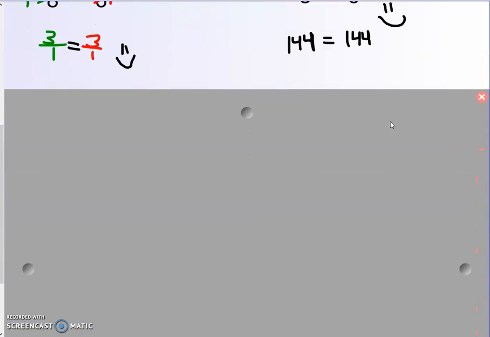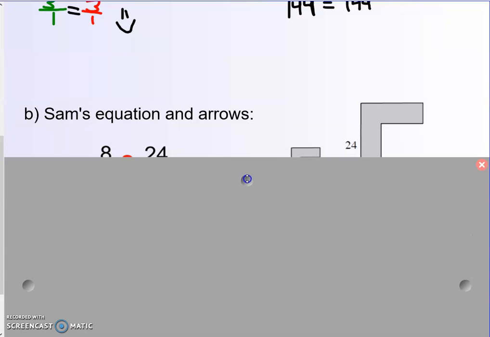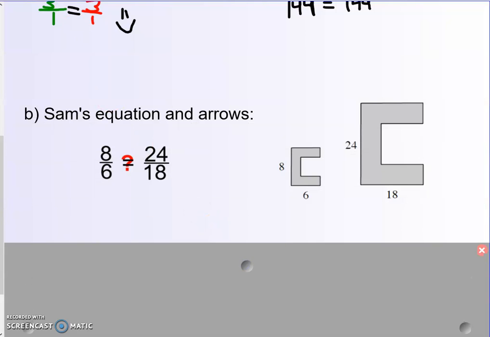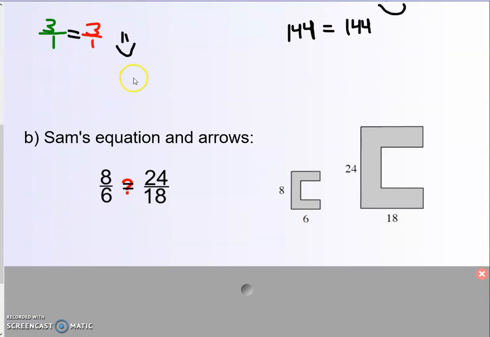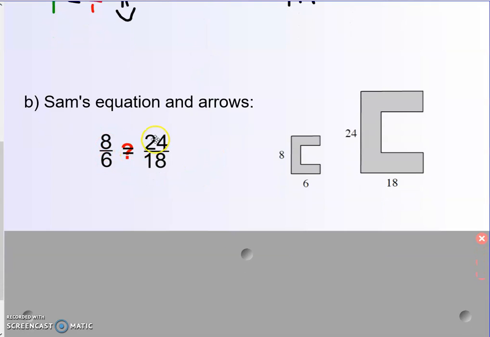But then we get down to part B, where we have Sam, who set up a different ratio. Sam set up the ratio of 8 over 6 compared to 24 over 18. So what is he comparing? Well, by comparing 8 to 6, he is comparing this height of the small shape to this width of the small shape. And he's comparing the height of the big shape to the width of the big shape.